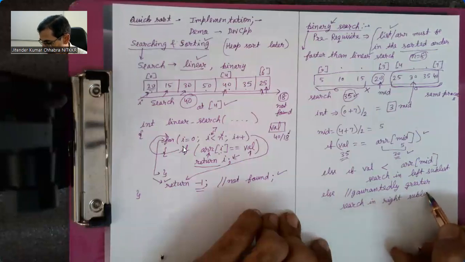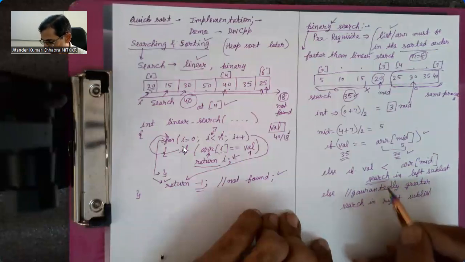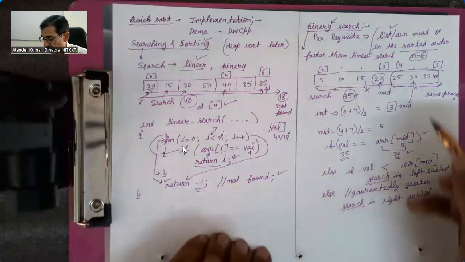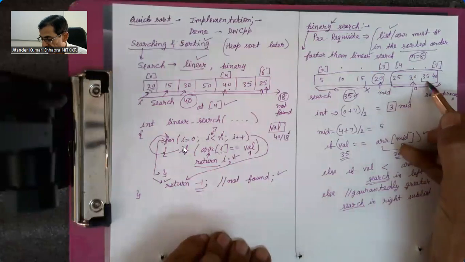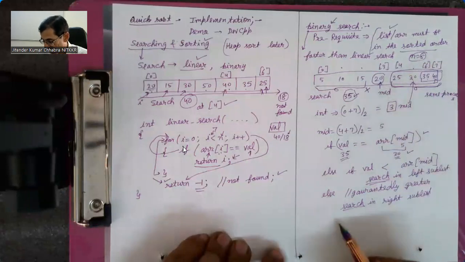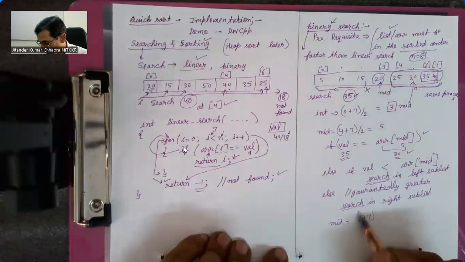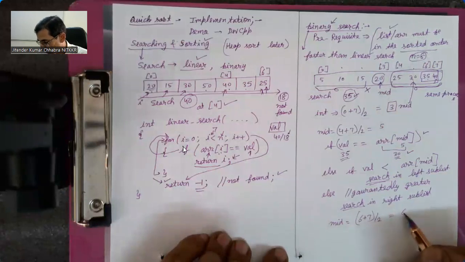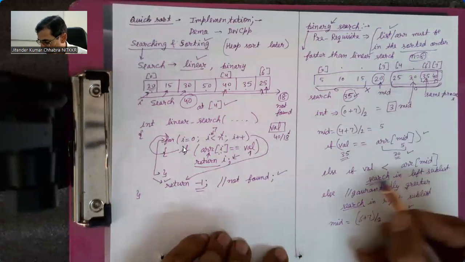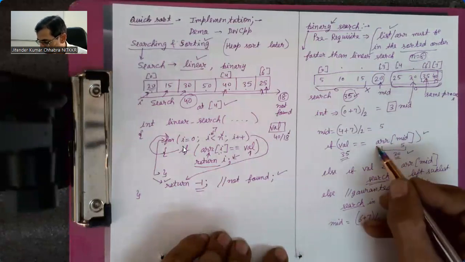And how to search in the left or right side? That can be a similar process, and it can be iterative as well as recursive. So 30, again search in the right sublist, 35 and 40. This is index 6 and 7. I will again find mid. Mid will be 6 plus 7 by 2. That means again 6. And then I will be comparing 35 with the corresponding arr[mid].